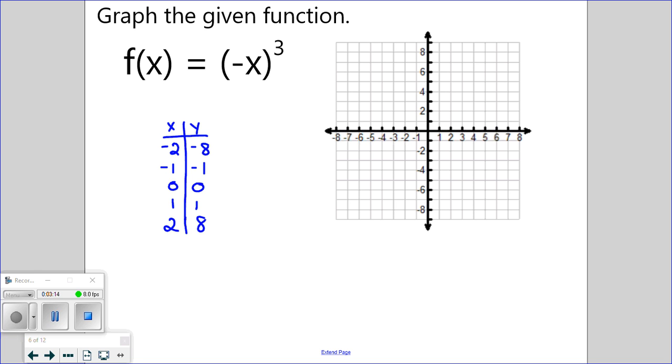The negative is on the inside of our function here, which would be called an ROY. And ROYs change our x column. So I go down my x column and I change the sign on every number. And then we come over to our graph and we graph that. So positive 2, negative 8, positive 1, negative 1, 0, 0, negative 1, positive 1, and negative 2, positive 8. And we can see that now our graph is heading the opposite direction, got flipped over our y-axis.